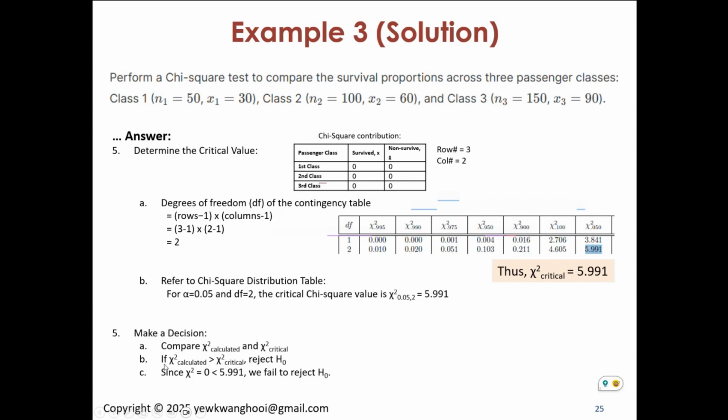If calculated is greater than critical, then we reject the null hypothesis. Since in our example, the calculated chi-square is 0, which is less than the critical value, 5.991, we fail to reject the null hypothesis, because we can only reject the null hypothesis if the calculated value is greater than the critical value, but in this case, it's the opposite. Therefore, we fail to reject the null hypothesis.